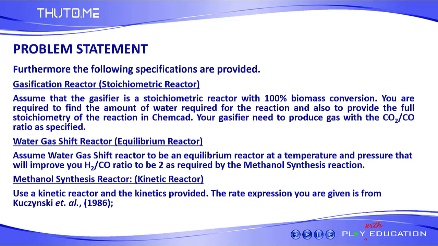We are also told to assume that the water gas shift reactor will be an equilibrium reactor at a temperature and pressure that will improve the H2 to CO ratio to be 2 as required by the methanol synthesis reaction. For the methanol synthesis reactor, we are told to use the kinetic reactor with the kinetics provided. The rate expression given is from Kuczynski et al. in their 1986 publication.